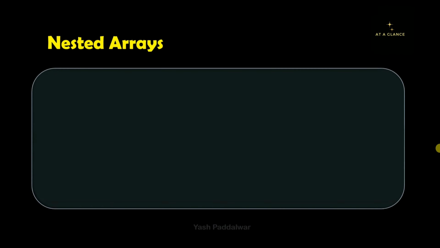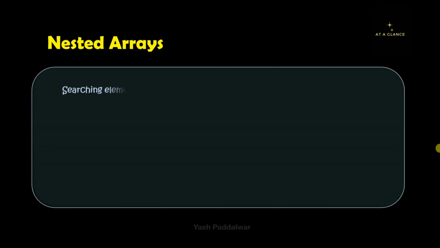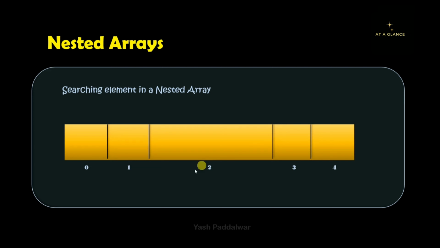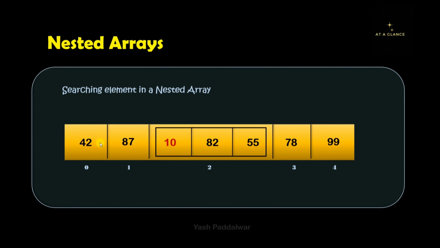Now let's see how we can search for an element inside the nested array. We will look at it with the help of an example. Here we have taken an array of 5 elements starting from index 0. At index 2 we have a nested array of 3 elements. Let's say we need to search for the element 10 inside the entire array.